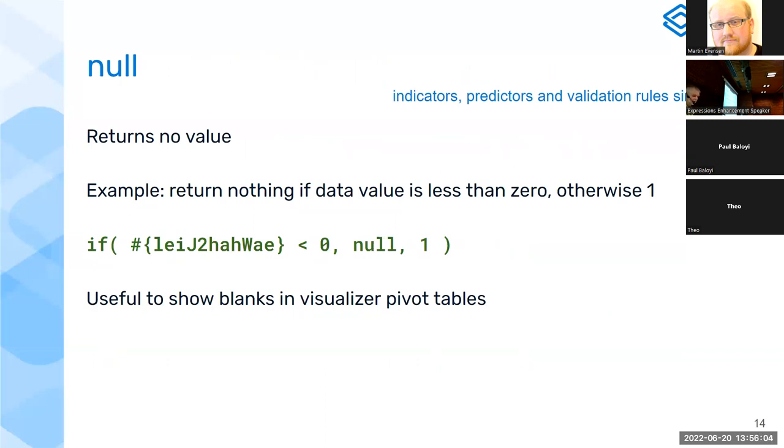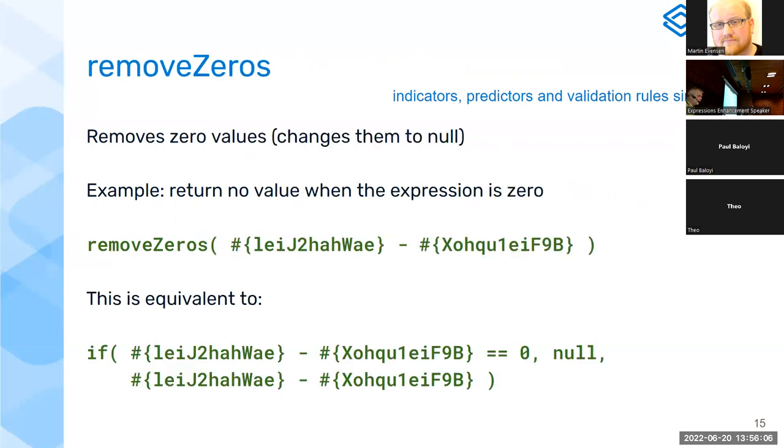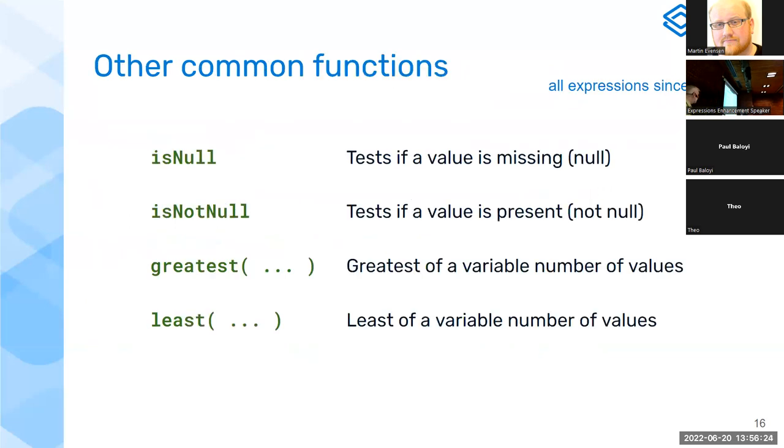You can say if this, return null. And similarly, we have a remove zeros function, which is basically equivalent to if the thing you're computing is zero, then put in a null instead. But if this is a complex expression, you just have to say it once instead of having to say it twice. Other functions that have been there since 2.34, again, read the documentation. There is some useful stuff in there.